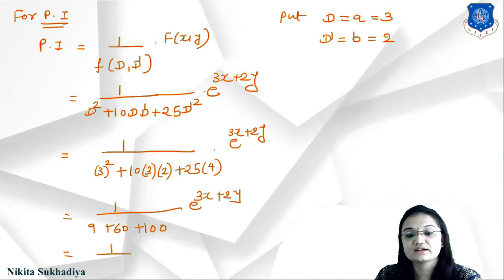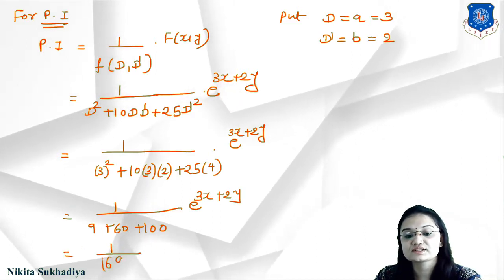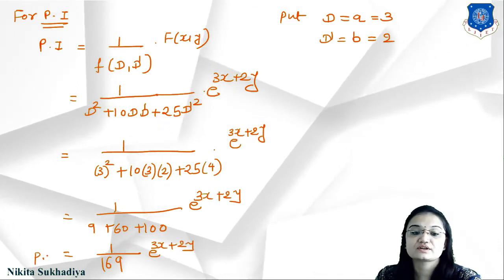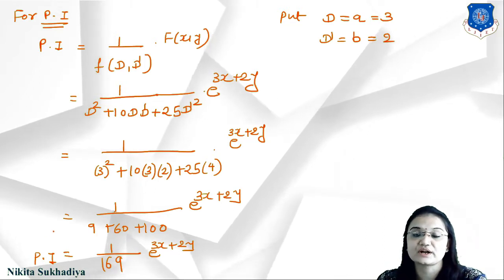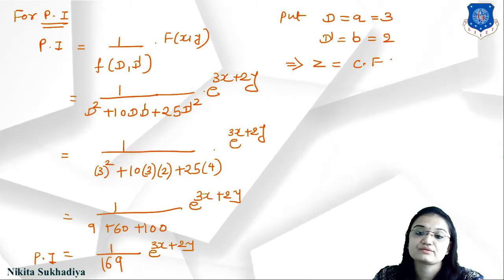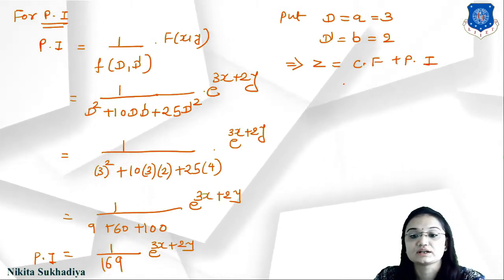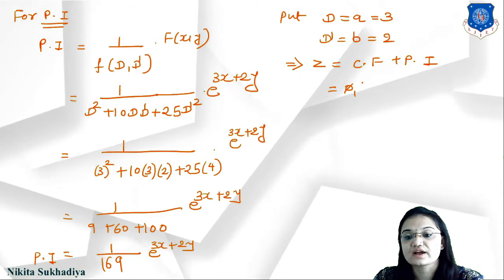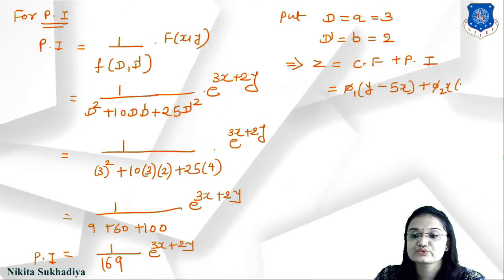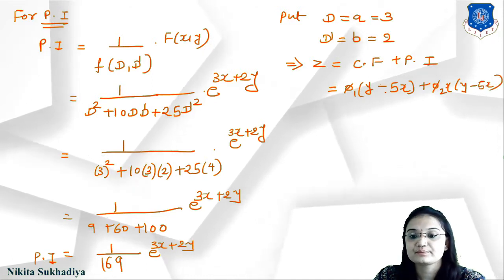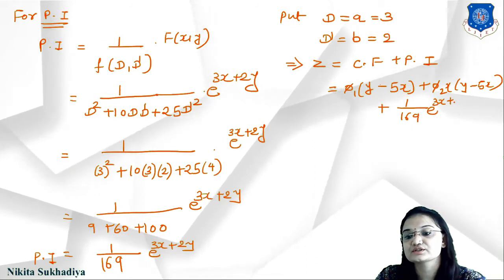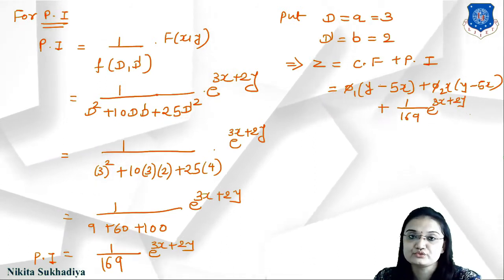So we will get our final solution, that is 1 upon 169 e raised to 3x plus 2y. This is our solution for the particular integral. So our final solution z is equal to complementary function plus particular integral. Our complementary function is phi 1 of y minus 5x plus phi 2 of y minus 5x, and plus particular integral, that is 1 upon 169 e raised to 3x plus 2y, according to case number 1.